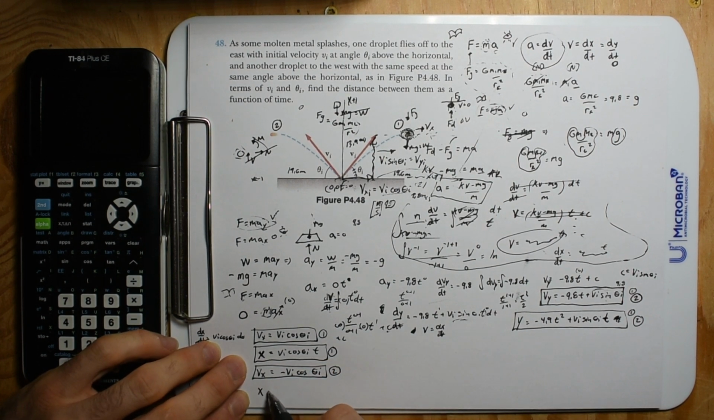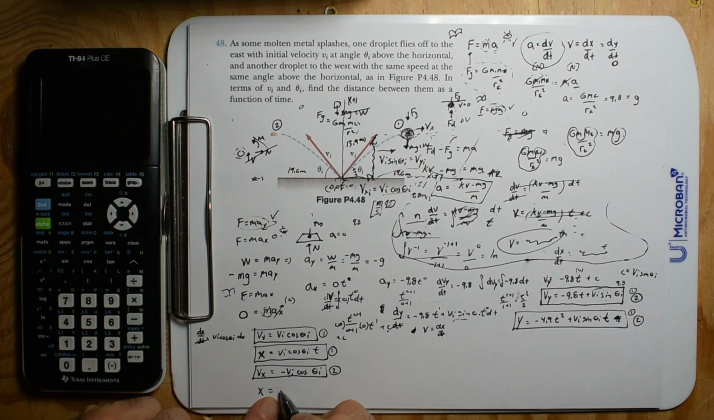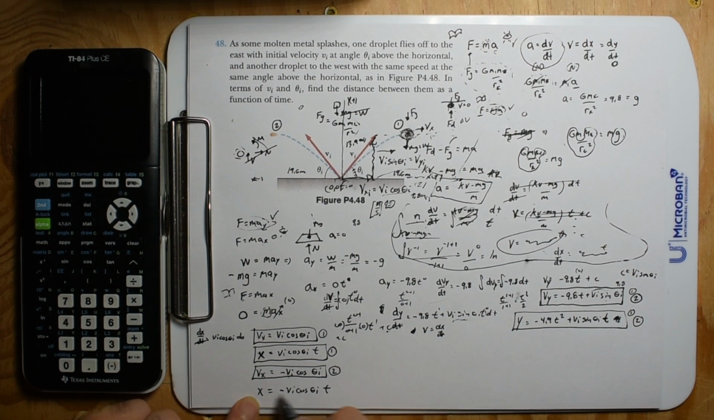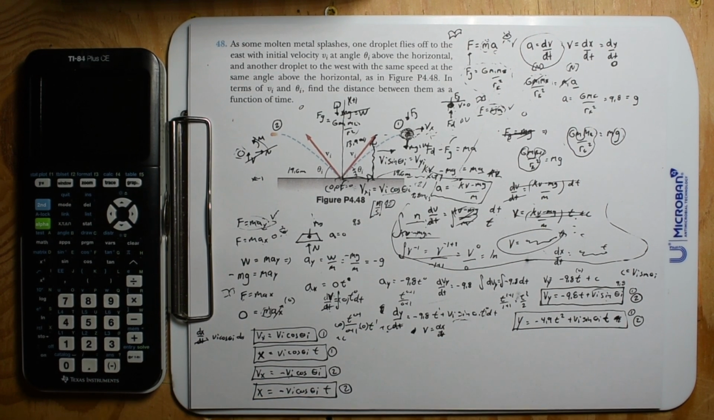So this is the position equation that differs. If we integrate this, the position is now negative v initial cosine theta initial t. So this is the position of droplet 2.